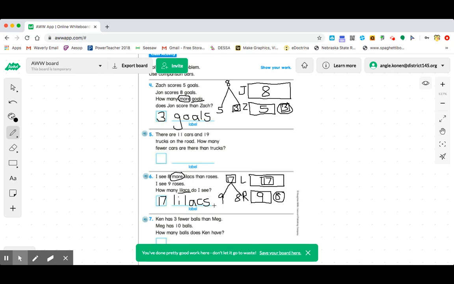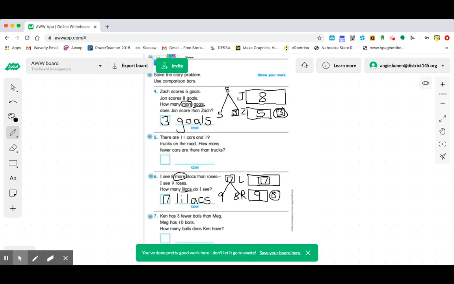Nice job. All right, you are going to today do numbers 5 and 7 on your own. I'm going to go ahead and read number 5. There are 11 cars and 19 trucks on the road. How many fewer cars are there than trucks? Now remember, you have to look for fewer or more first. Notice, is there a number before fewer?